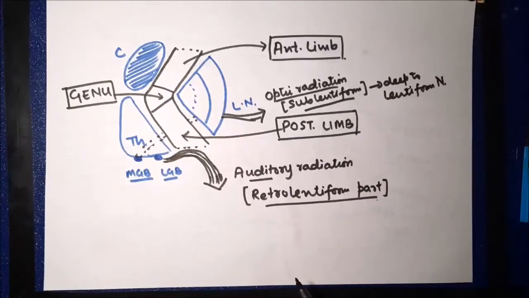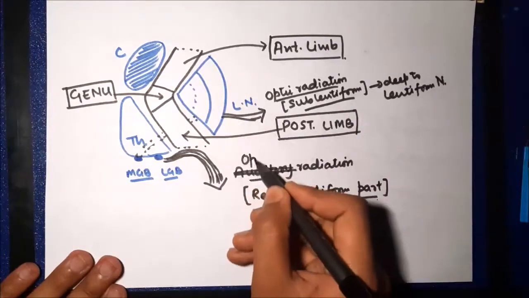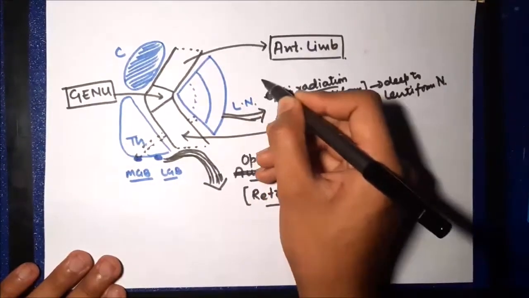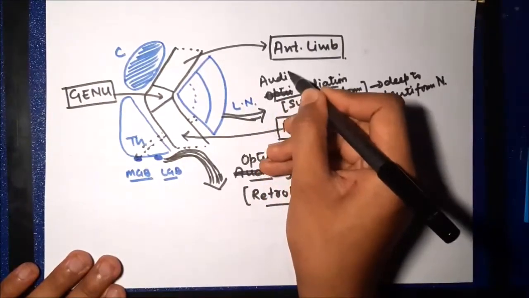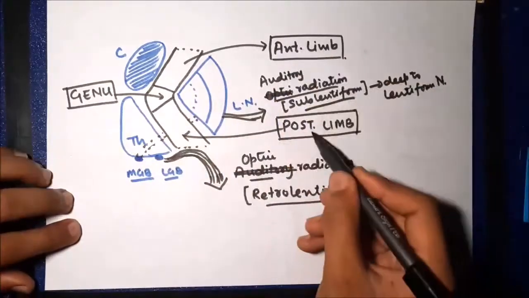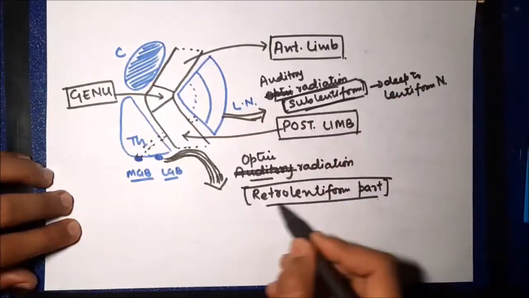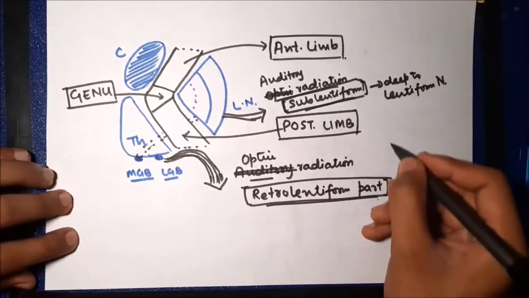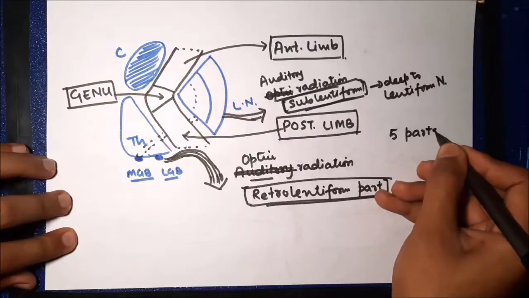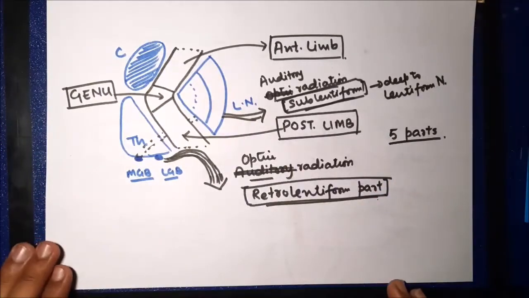So there are 5 parts: the anterior limb, posterior limb, genu, retrolentiform part and sublentiform part. Oh sorry, this retrolentiform part is the optic radiation and sublentiform part is the auditory radiation. So there are 5 parts: anterior limb, posterior limb, genu, sublentiform part which is part of auditory radiation, and retrolentiform part which is a part of optic radiation. So in total there are 5 parts. These are the parts of internal capsule.